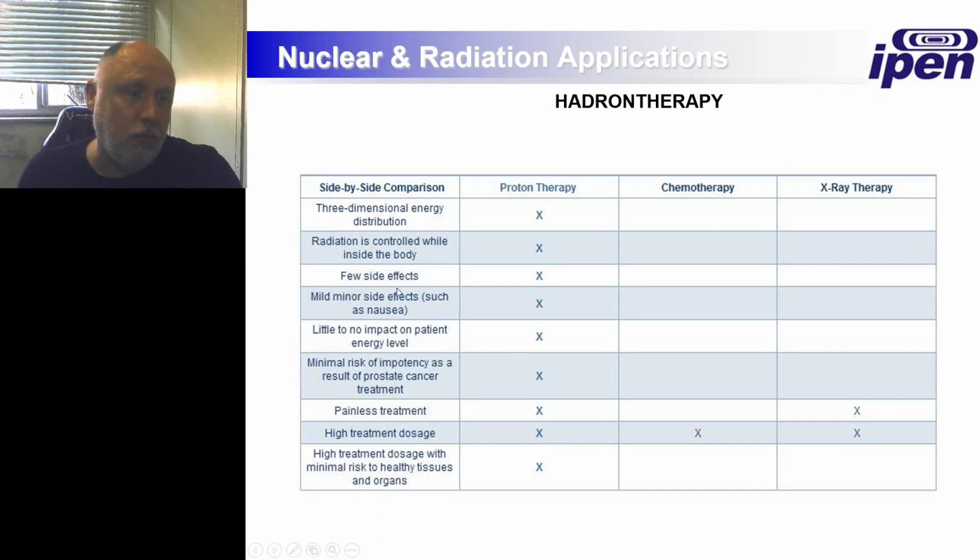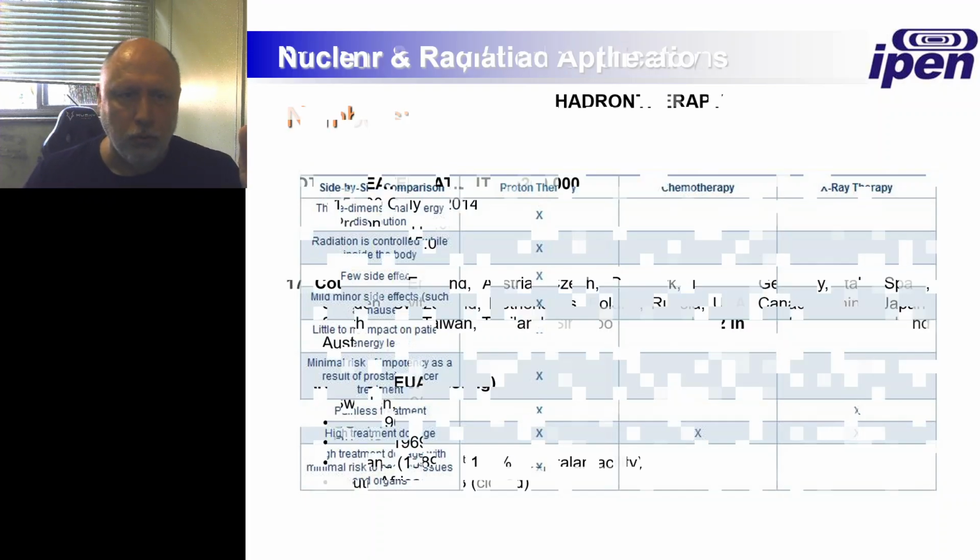So in this case, the side effects are minor, and so is the impact on the energy level of the patient, which is important, because some cancer patients are really weak by the time they are doing their treatment. If you make them weaker, and chemotherapy does that, X-ray therapy to a lesser degree, but also does, then if you can treat the patient without making him even weaker, it's much, much better for his recovery, right? So that's essentially proton therapy.